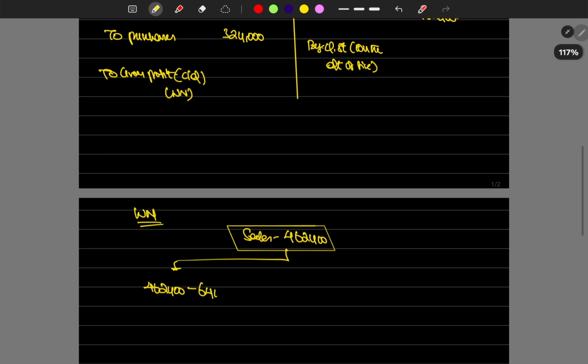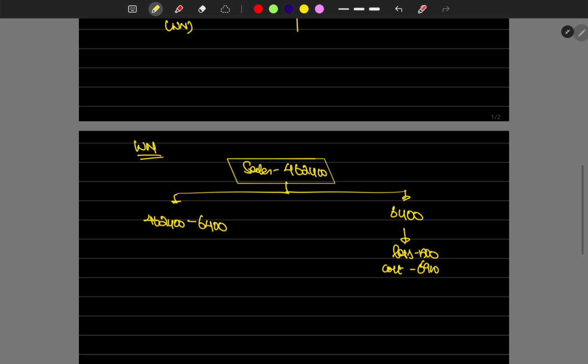Okay, this is the 6,400. There is a loss of rupees 500, cost rupees 6,900 is the value. Okay, when we deduct this, 4,62,400 minus 6,400, which is 4,56,000 is the normal sales. This is the abnormal sales, and this is normal. Okay, normal sales is 4,56,000. For the normal sales, we have a GP percentage, right? So this is common. GP percentage remains the same for normal sales. Okay, 4,56,000 into 20%.